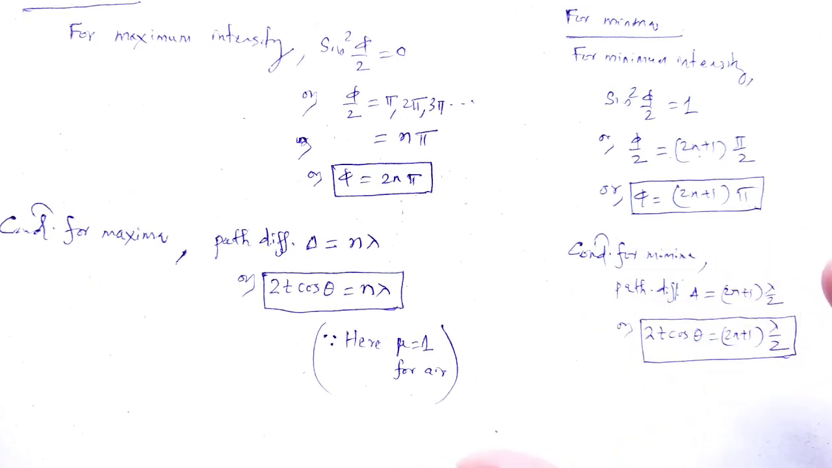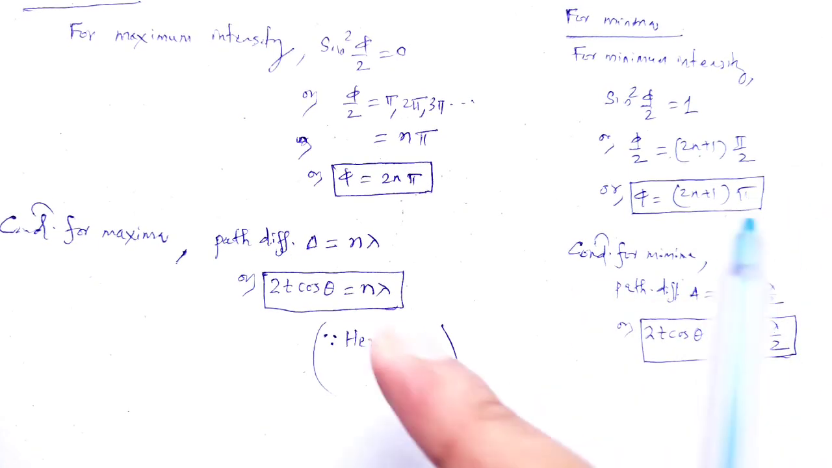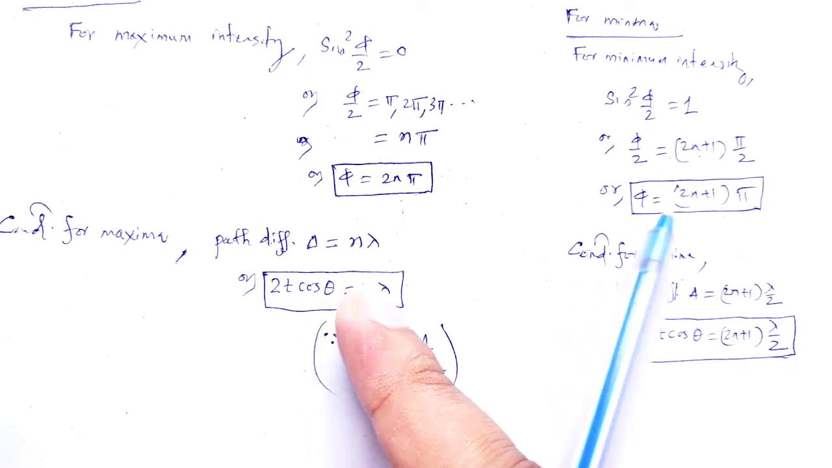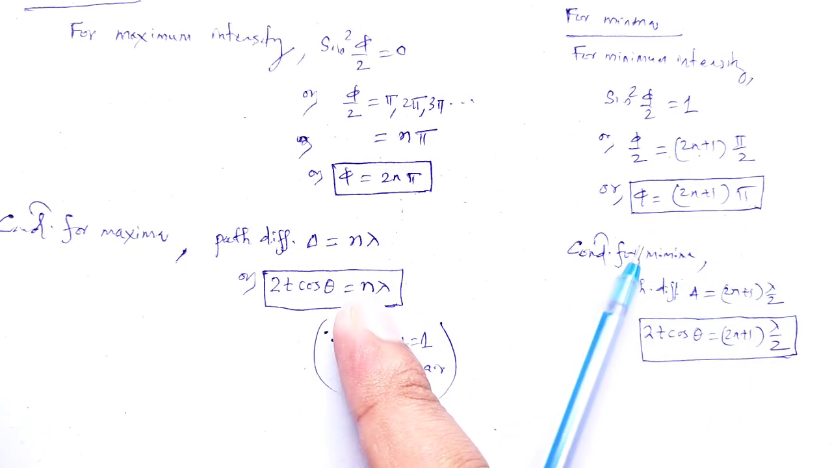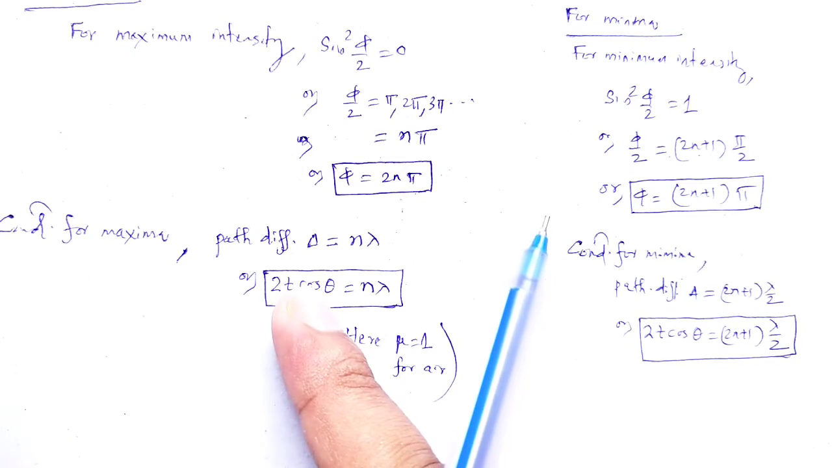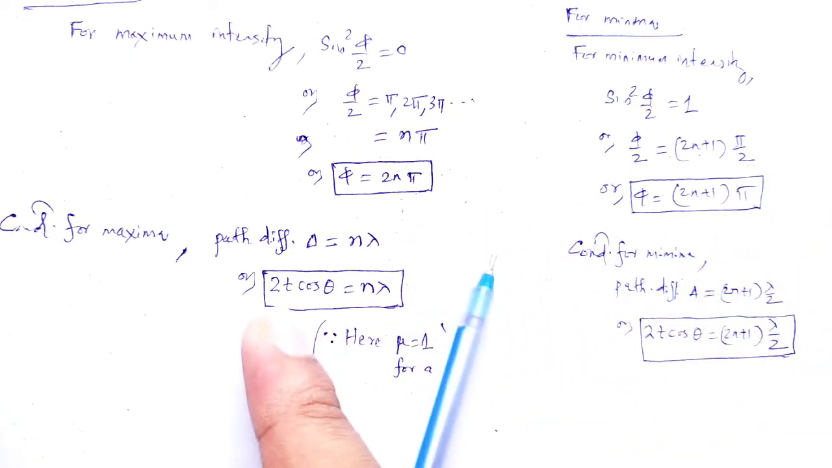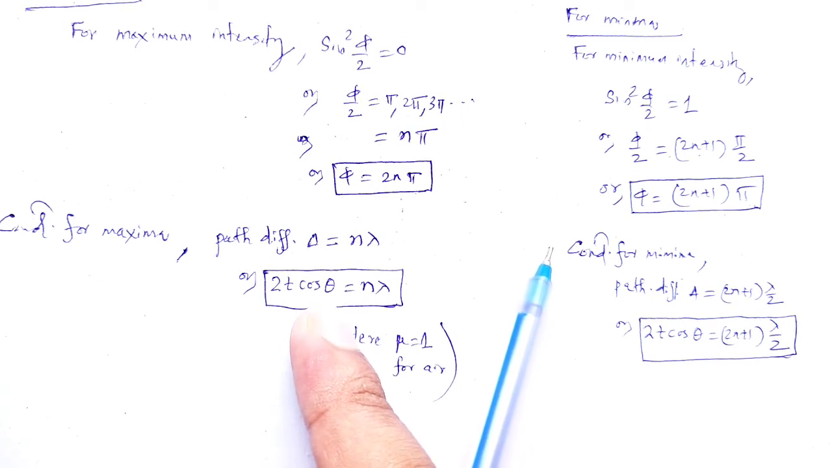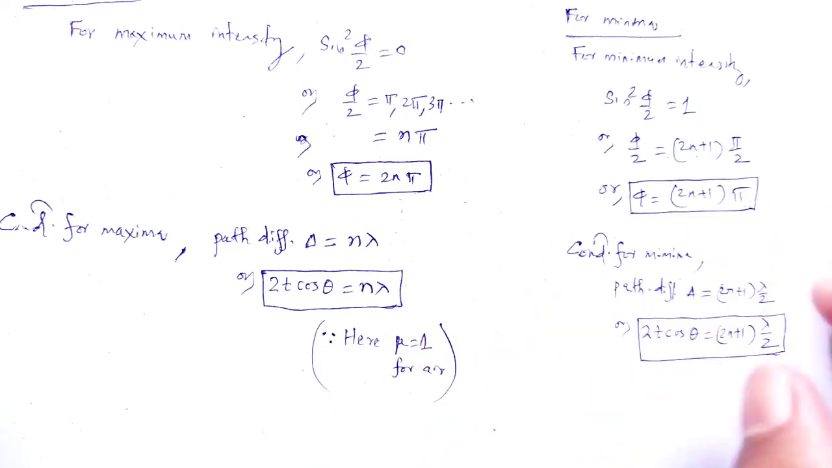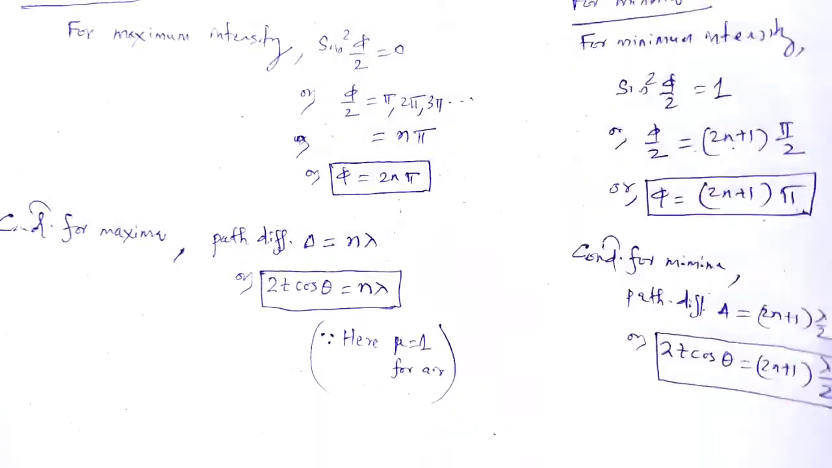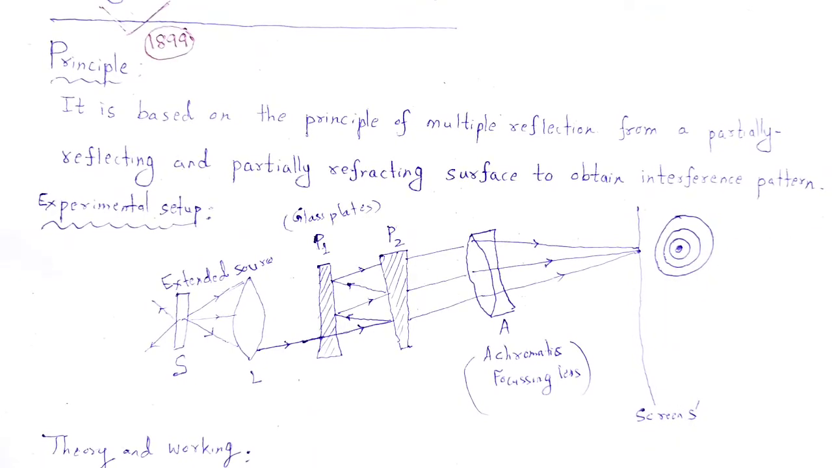Look at these expressions. The angle theta is constant for particular values of n, lambda and t. So, the locus of all points having the same value of theta is a circle. Therefore, the fringes we obtain here are just like circular rings.